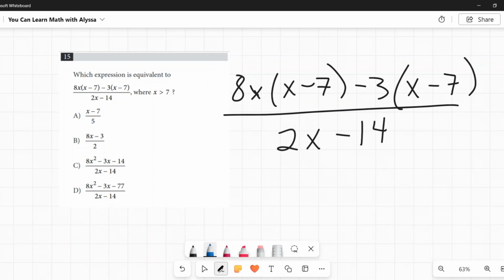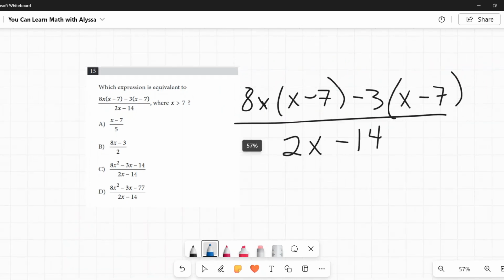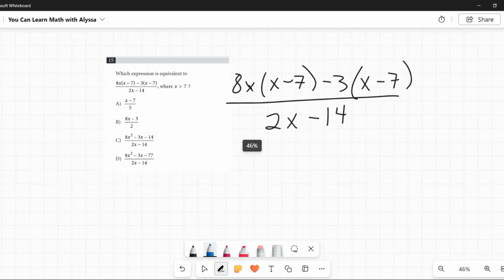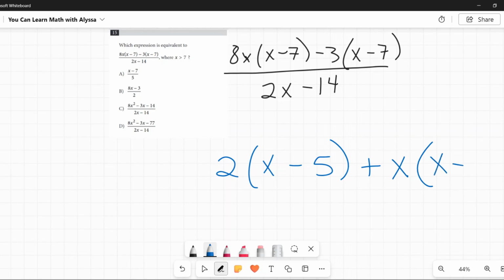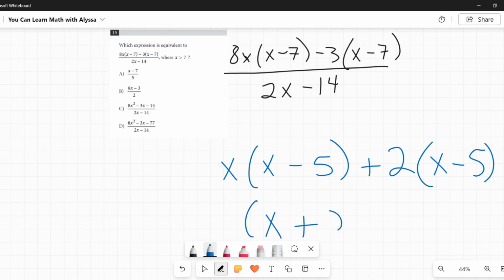What you can do when you have something like that, and I'm going to do a sample problem down here and then we're going to apply it to this. If I had 2 times x minus 5 plus x times x minus 5, and actually I'm going to reverse those. Put the x here, x times x minus 5 plus 2 times x minus 5. I can rewrite this as x plus 2, I pull both of these, times x minus 5.